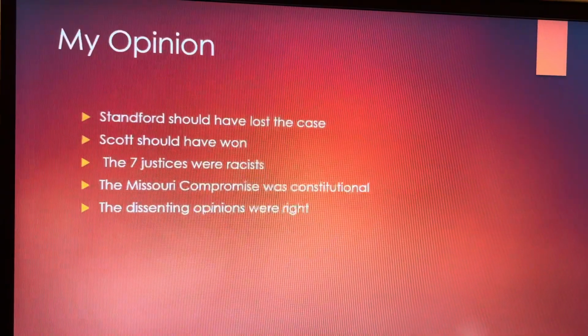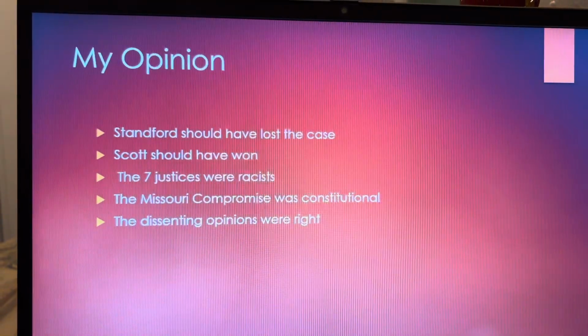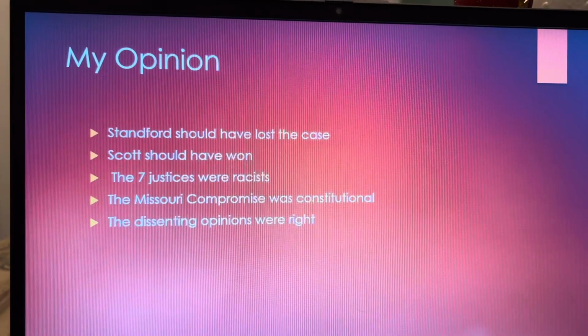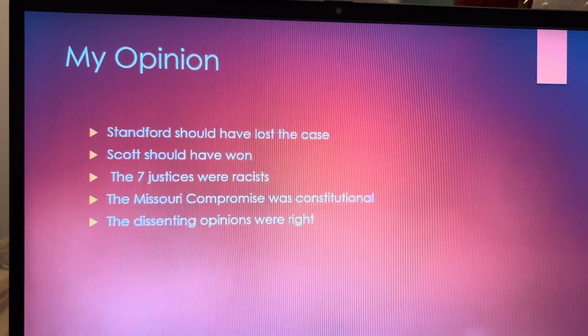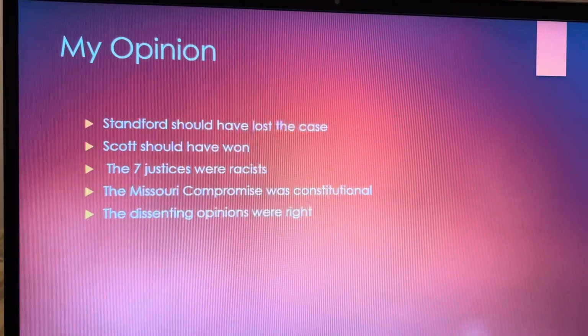In my opinion, Sanford should have lost the case. Scott should have won. The 7 justices were racist men. The Missouri Compromise was constitutional, and the dissenting opinions were right.